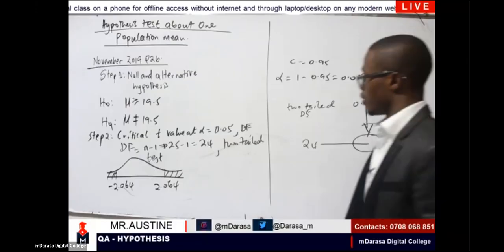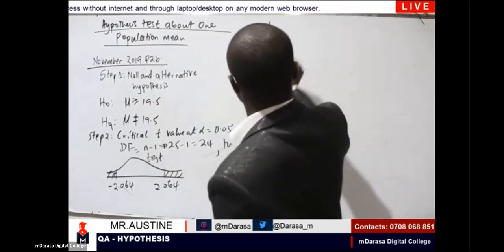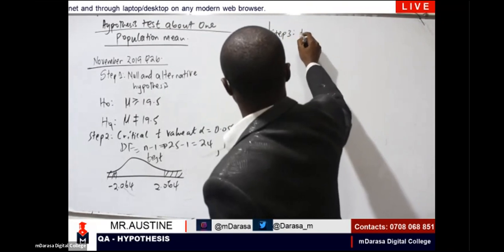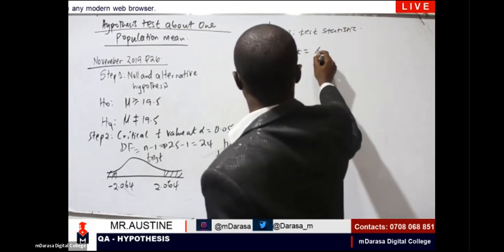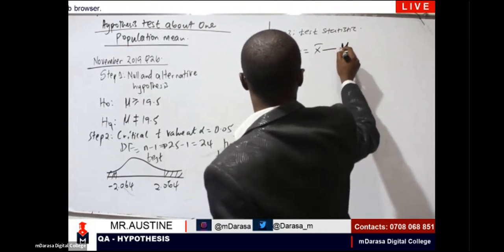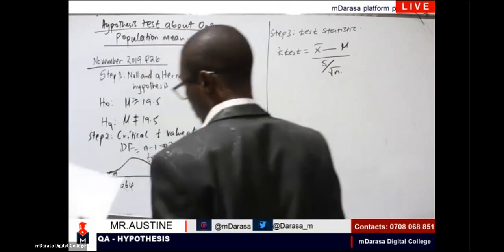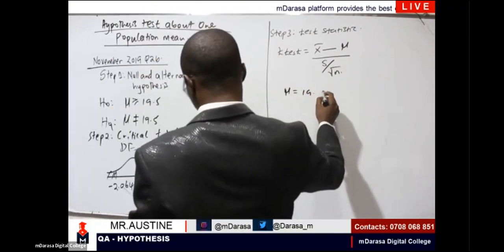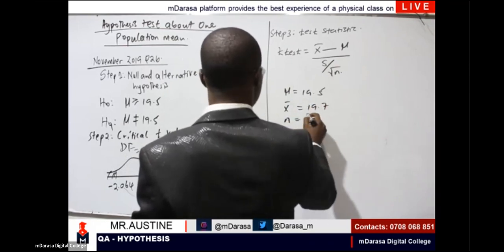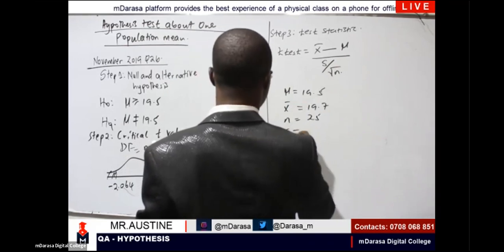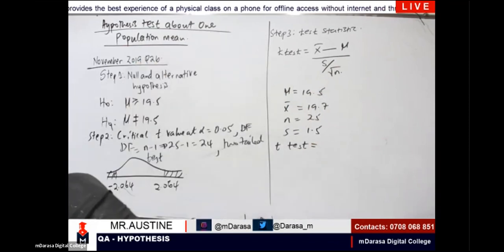Step number 3, we calculate the test statistic. In this case, it is the t-test, which is given by the sample mean minus the population mean, over the sample standard deviation over the square root of n. So from the question, the population mean is 19.5. The sample mean we've been given to be 19.7. Sample size is 25. The sample standard deviation is 1.5.